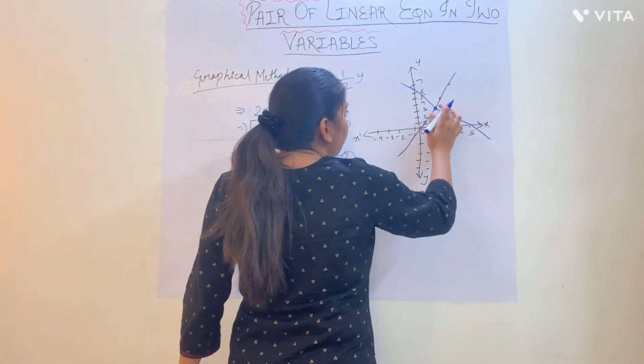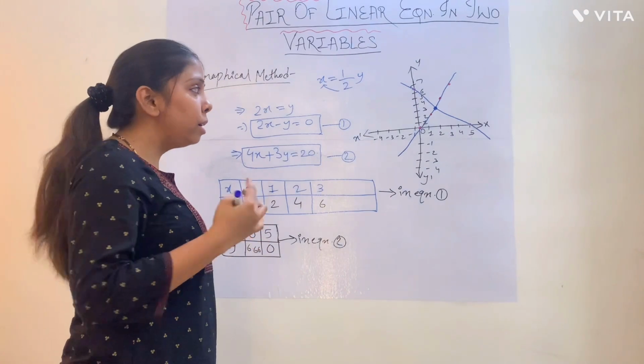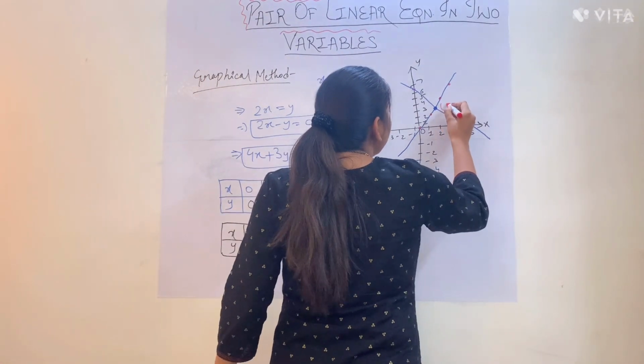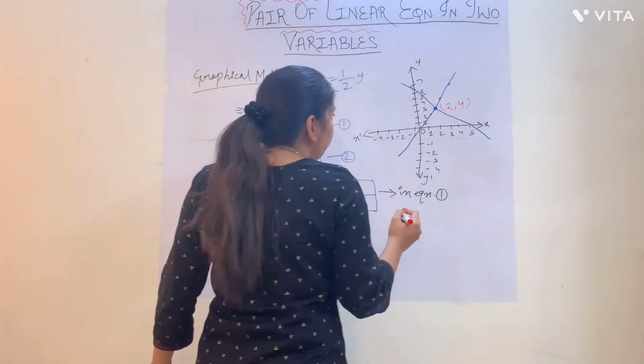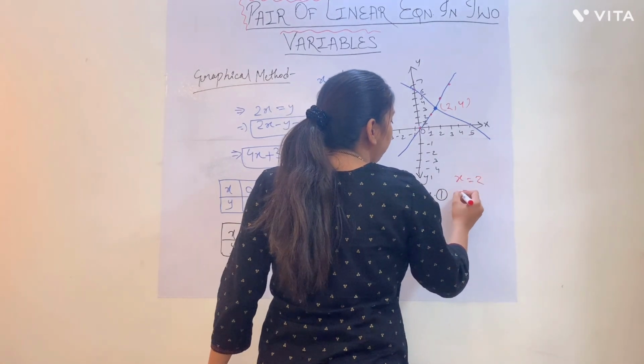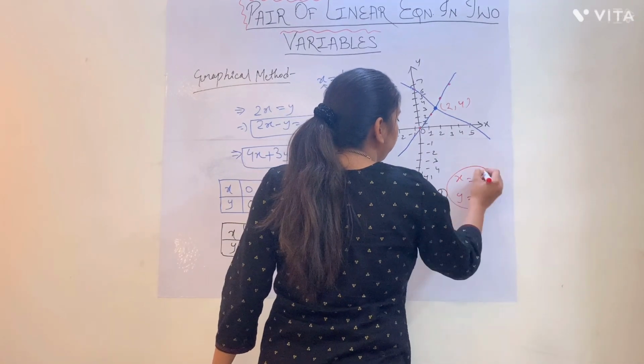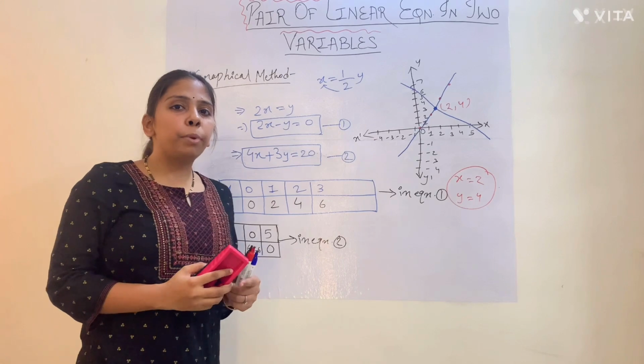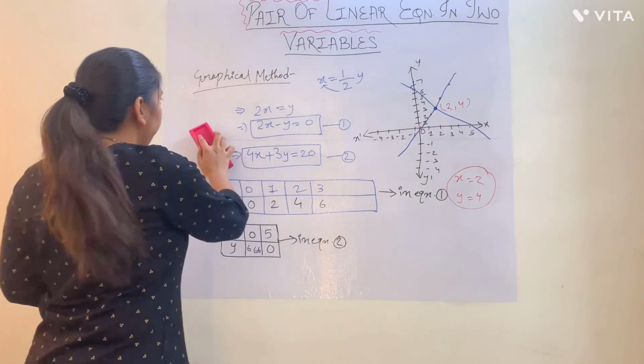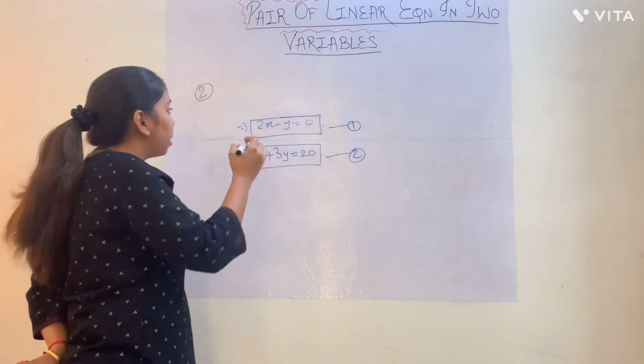This is the point where both the lines intersect each other. This point is (2, 4), where x is equal to 2 and y is equal to 4. Let's solve this example with the help of the substitution method. The second method is the substitution method.